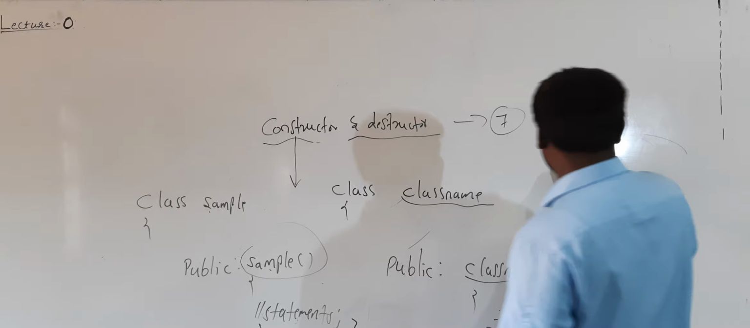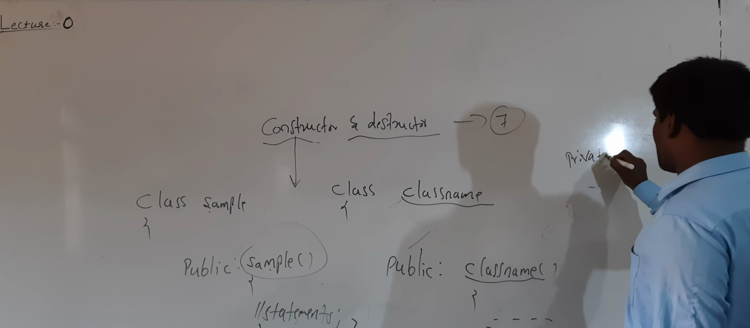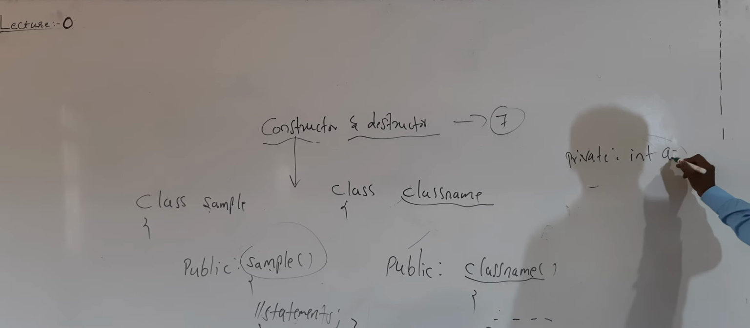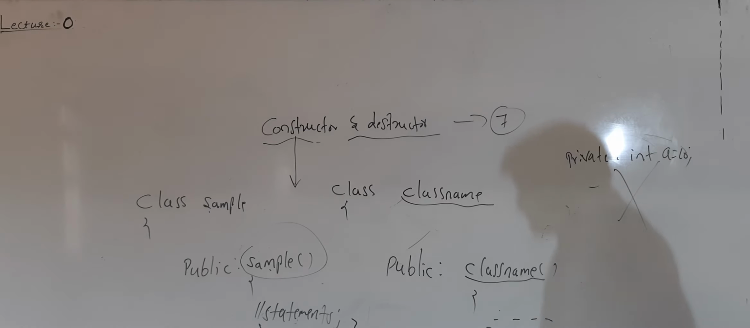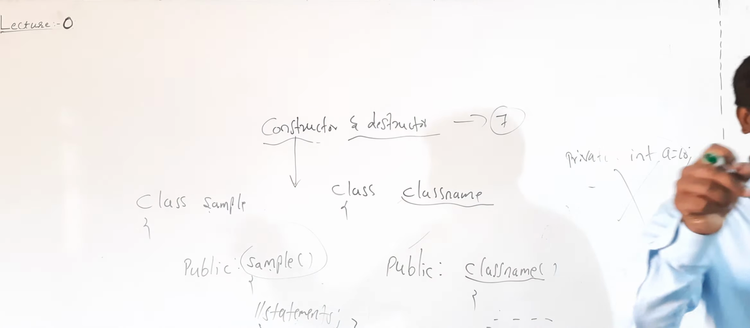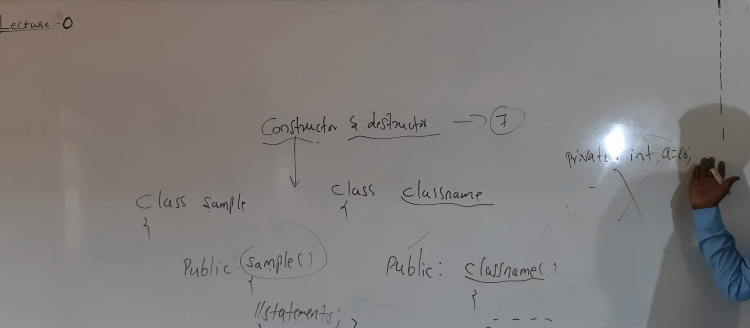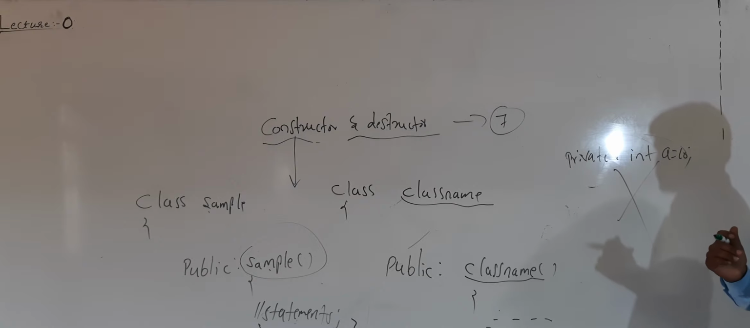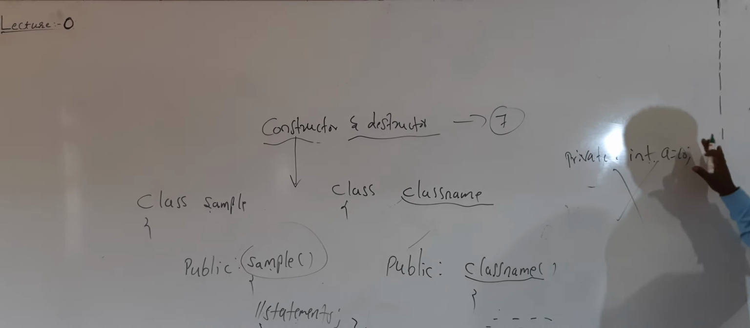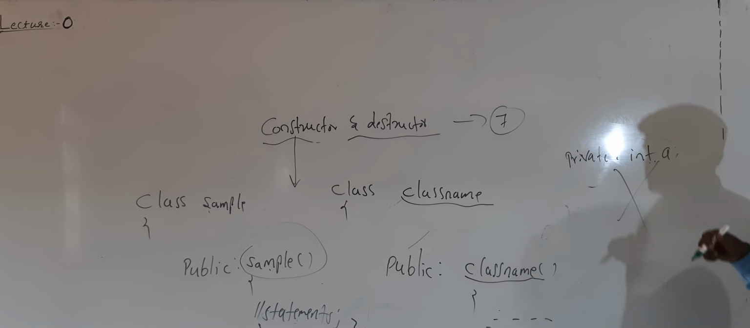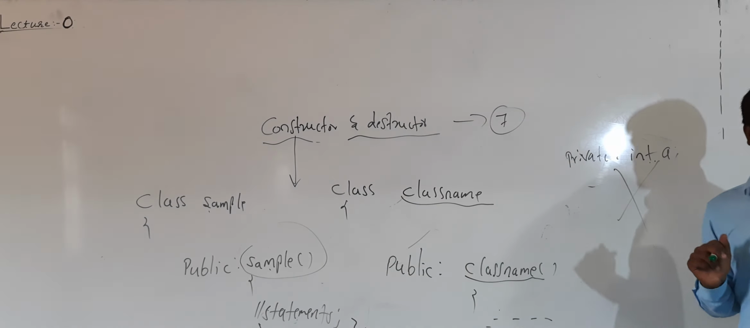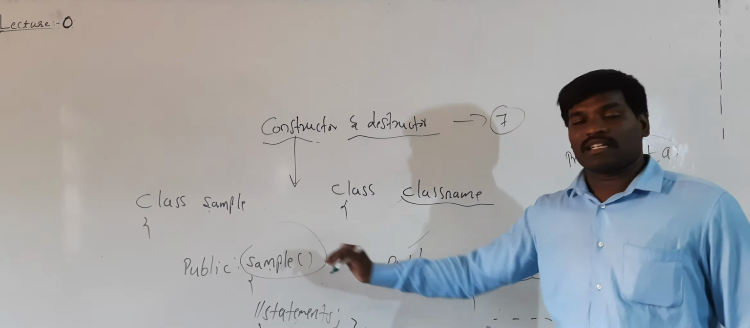For example, if I declare private int a, it is valid. Suppose if I write private int a is equal to 10, it is not valid, because private members directly cannot be initialized. If you want to initialize the private data members, first I can declare int a. Next, in the constructor, I have to initialize the private data members. For that purpose, we have to use the constructor.